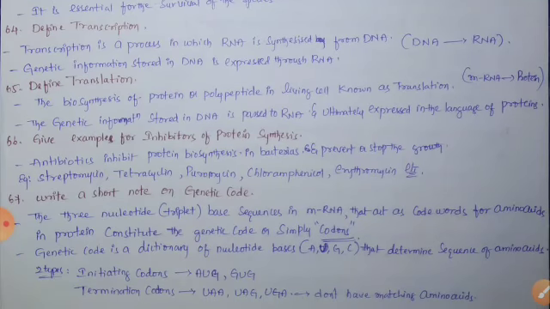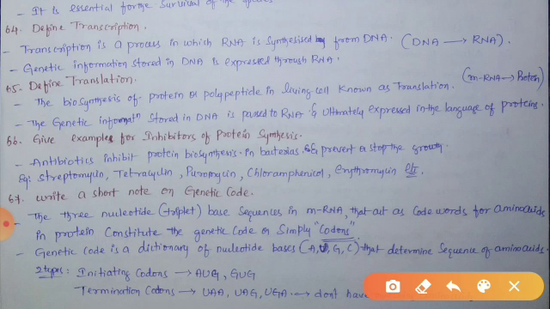Define transcription. Transcription is a process in which RNA is synthesized from DNA. The genetic information stored in DNA is expressed through the RNA. Production of RNA from DNA is known as transcription. Define translation. The biosynthesis of protein or polypeptide in a living cell is known as translation. In the translation process, mRNA produces the protein. The genetic information stored in DNA is passed to the RNA and ultimately expressed in the language of proteins.